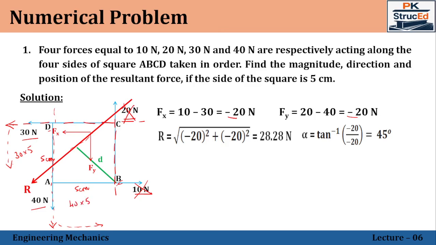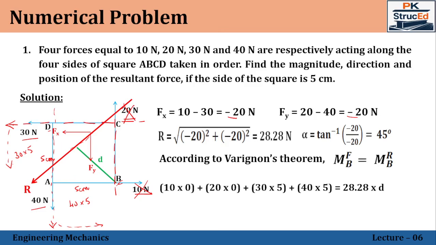This is the moment of all the individual forces about the point B. Let me write that value. Right, so 10 into 0, 20 into 0, whereas 30 into 5 and 40 into 5. So we got the moment of all the individual forces about the point B. And this has to be equated with the moment of the resultant force about the point B.